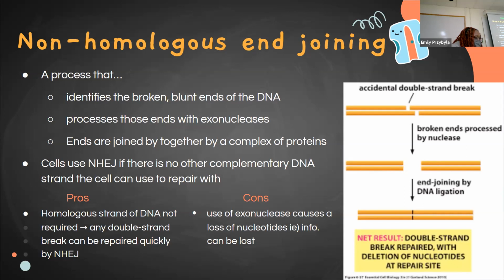But the con is, because we use an exonuclease, we're losing nucleotides, right? So we chop these nucleotides. So we lose that, and we can lose genetic information doing that.